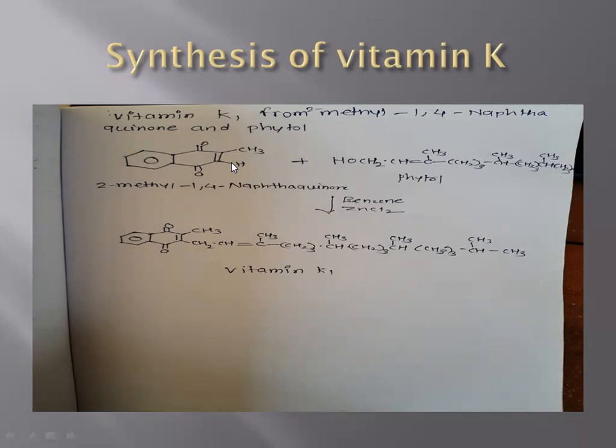Only one H2O molecule is removed. H from this 2-methyl 1,4-naphthoquinone and OH from phytol are removed as H2O. Both atoms will remove as H2O, and this carbon atom will attack on this carbon atom. So finally, we will get this type of compound, which is vitamin K1.